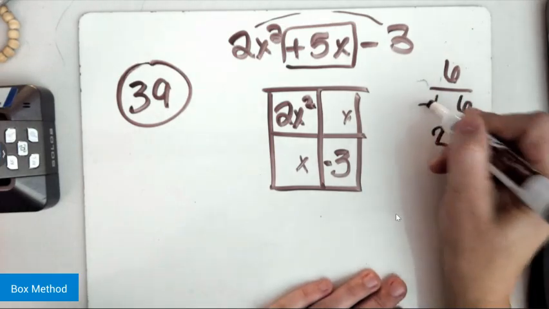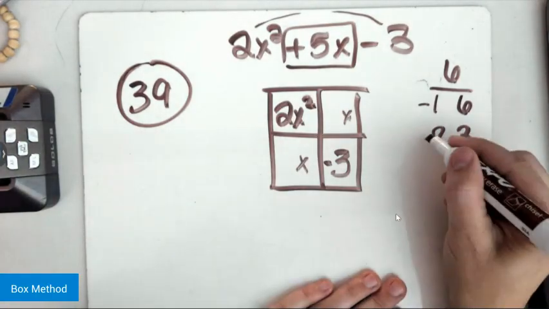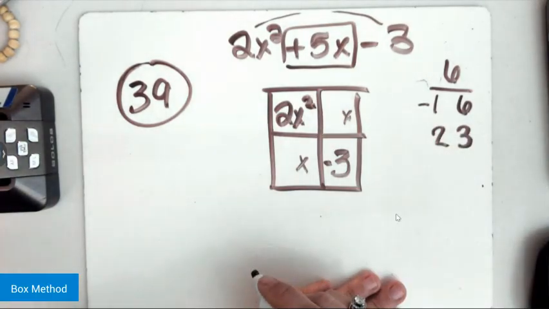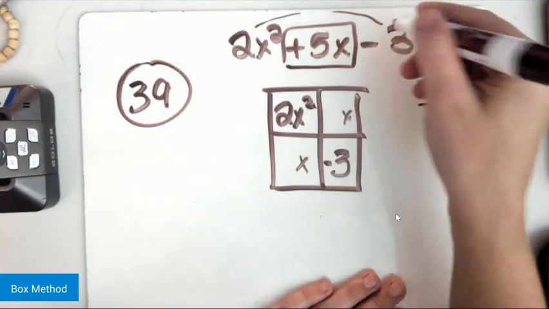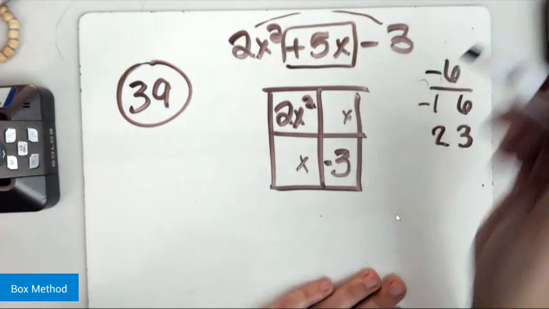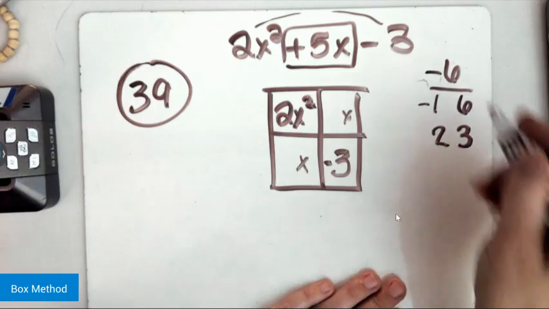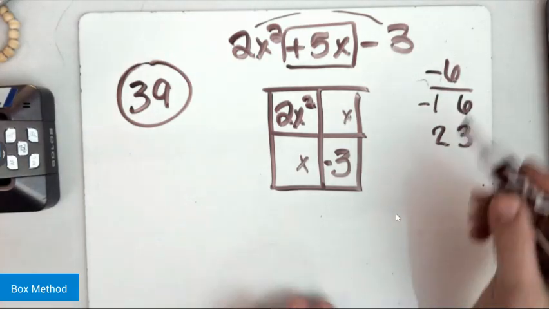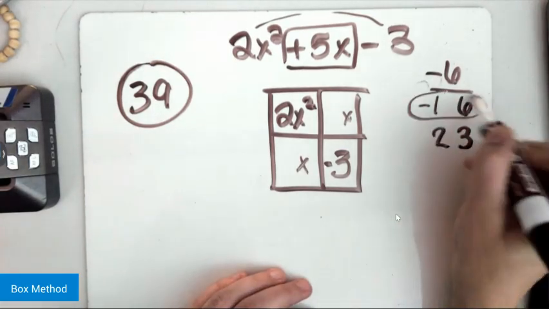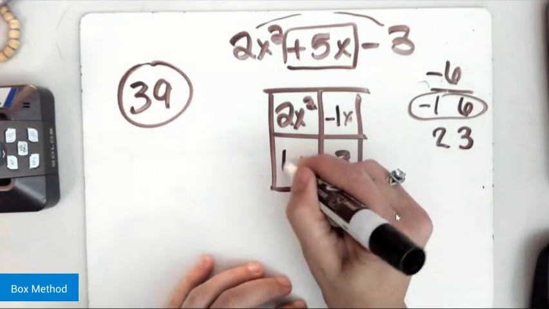We've got two different ones, don't we? We've got 6 and negative 1. Doesn't that give me 5? Yeah. And then I have a positive 2 and a positive 3. What do they need to multiply to be? Negative 6. So if they need to multiply to be a negative 6, which one does it have to be? Negative 1 and positive 6. You're going to do a negative 1 and a positive 6.